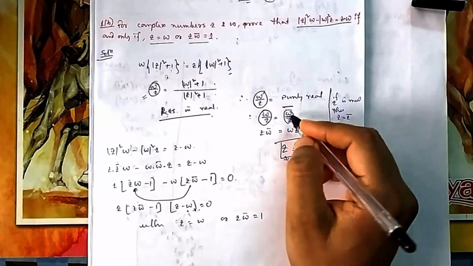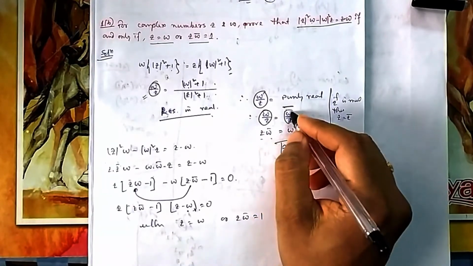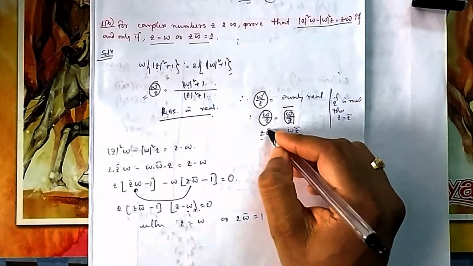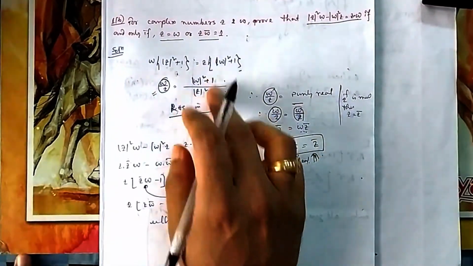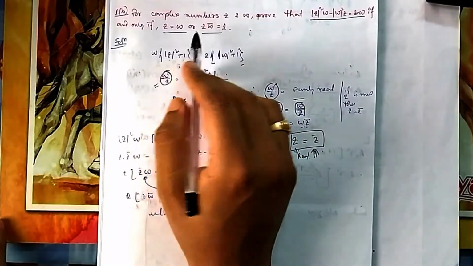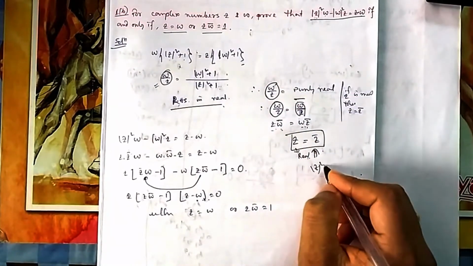Conjugate means take the bar. That means omega bar by z bar. Now if you take the cross product, omega into z bar is equal to omega bar into z. Now again what we are doing here: instead of z bar square, because we need all these things to come in terms of mod z square, we can write z into z bar.